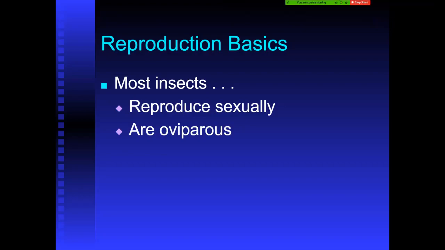All right, so now we're going to talk about the reproduction basics of insects. Insects reproduce sexually, mostly. That doesn't mean there aren't asexual insects that are parthenogenic. And most insects are oviparous, which means that they lay eggs.